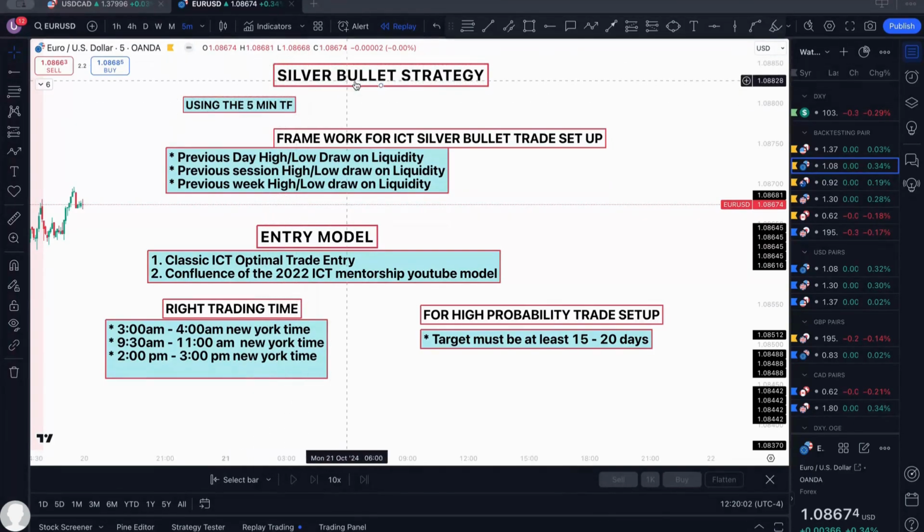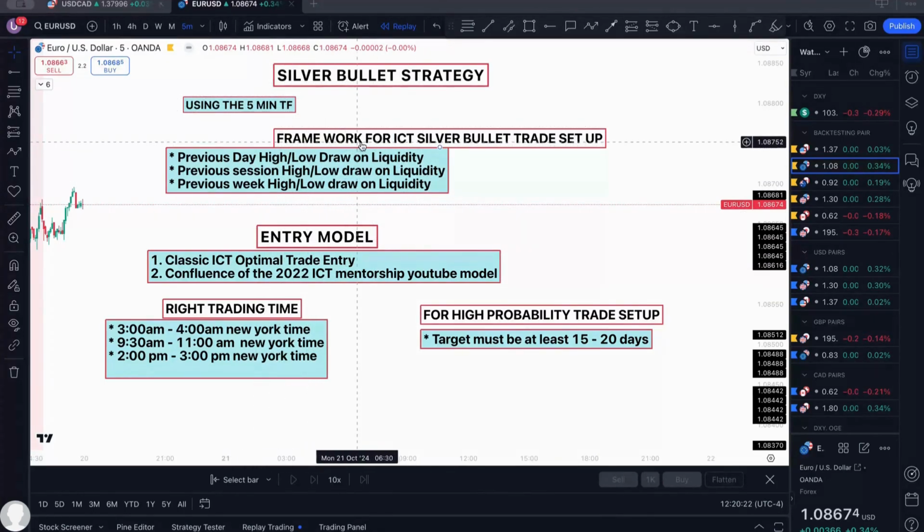So now, for this silver bullet strategy I want to show you, we are going to use a 5 minute time frame, which you can see here, and it is traded with USD pairs. You can use USDCAD, you can use EURUSD, GBPUSD, US30, all depends on you.